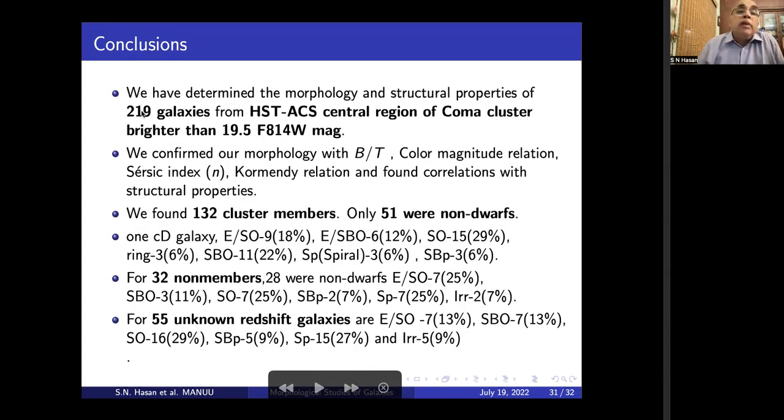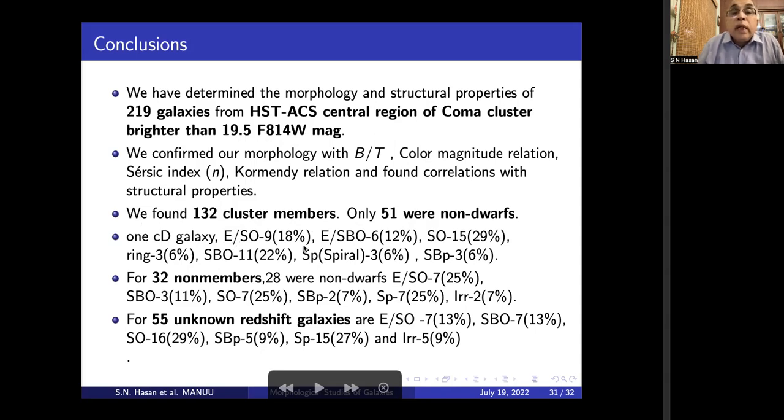To come to the conclusions, we have determined the morphology and structural properties of 219 galaxies from the Hubble Space Telescope ACS central region of Coma Cluster brighter than 0.9 in F814W magnitude. We confirm our morphology with B/T, color magnitude relationship, Sérsic index, Kormendy relationship, and found correlations with structural properties. We found 132 cluster members, only 51 were non-dwarfs, one cD galaxy.